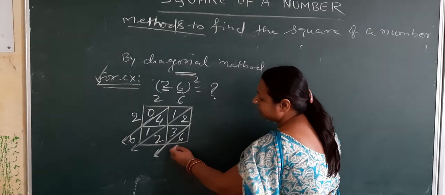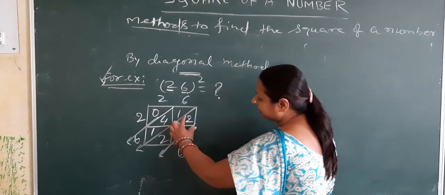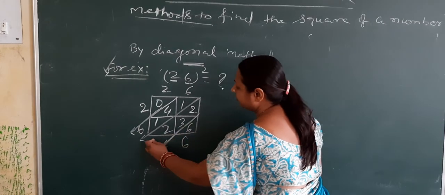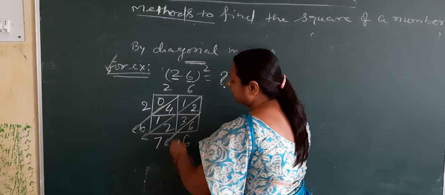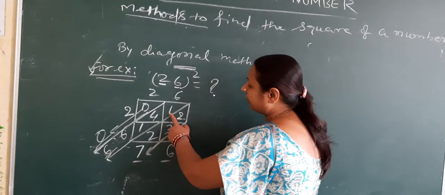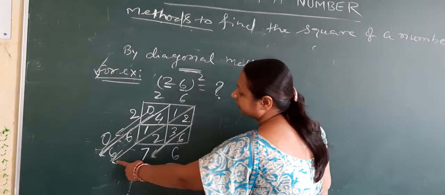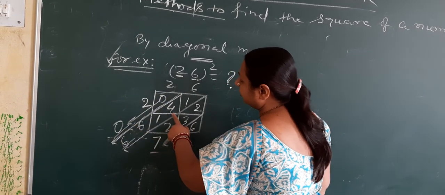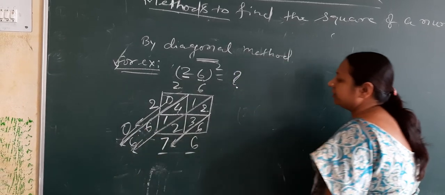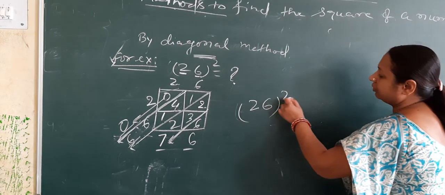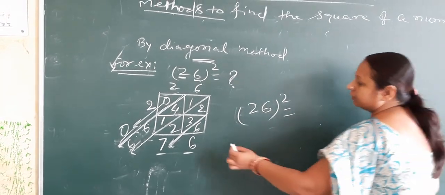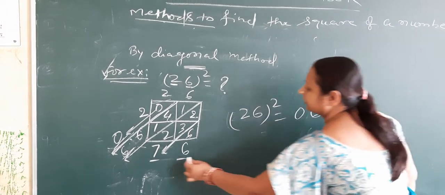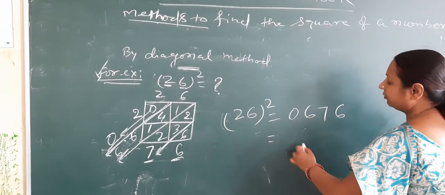Add the first diagonal: 6, no other number is here. Add this second set: 2, 3, 2. So 2 plus 3, 5. 5 plus 2, 7. Now add this third: 1 plus 4 plus 1 equals 6. And the sum of this last part is 0. So that's why we can write the square of 26 as: first part 0, next part 6, 7, and 6. So the square of 26 is 676.